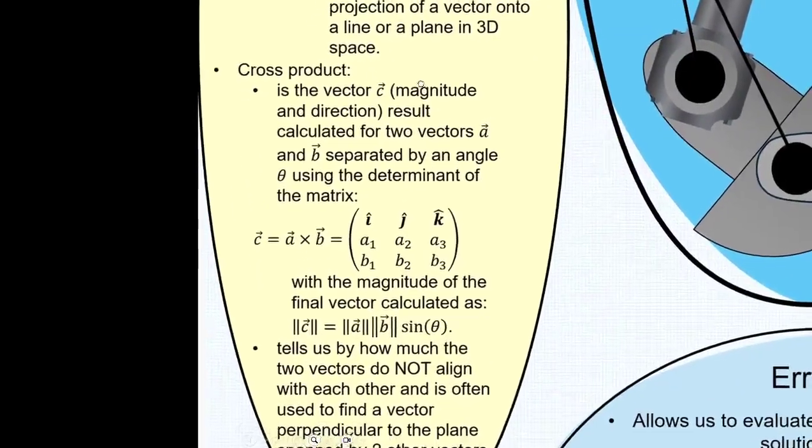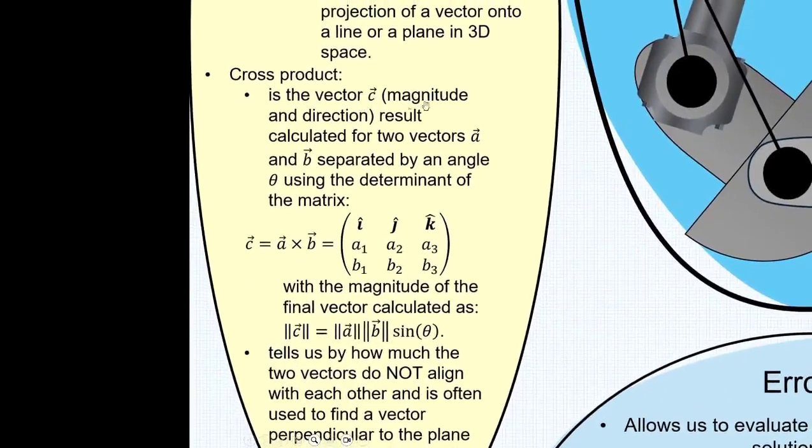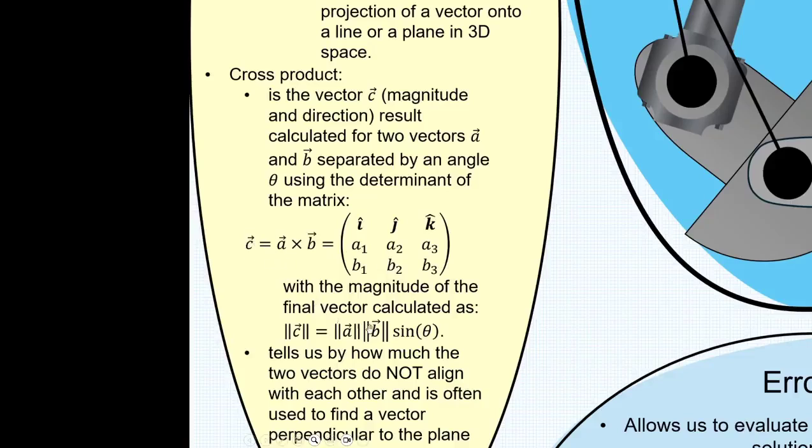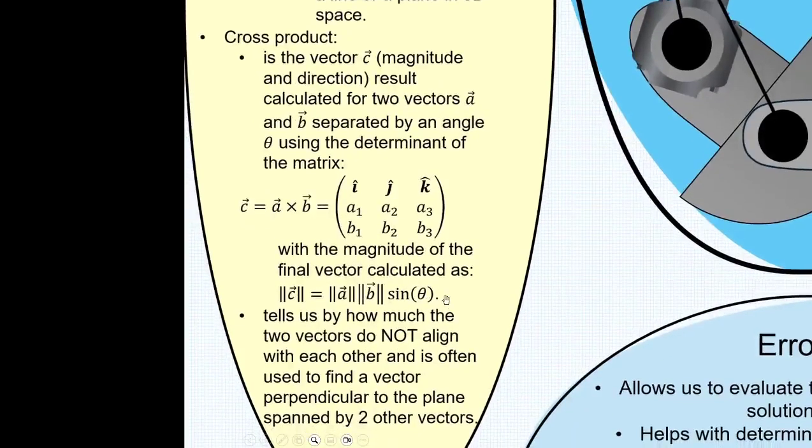The cross product is the vector, in other words magnitude and direction, result calculated for two vectors. In this case we used a and b. It can be calculated by finding the determinant of this matrix. It looks like this. The magnitude of this vector can be calculated with a formula that looks very similar to the dot product, only now we use sine theta.